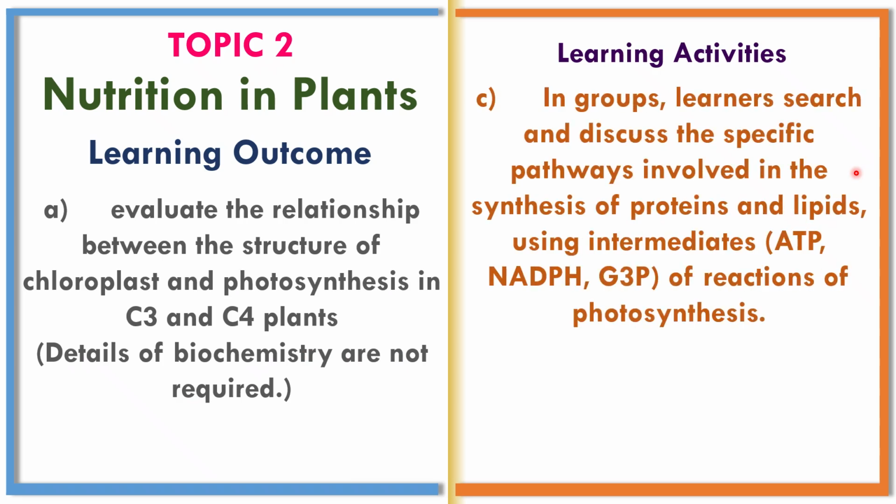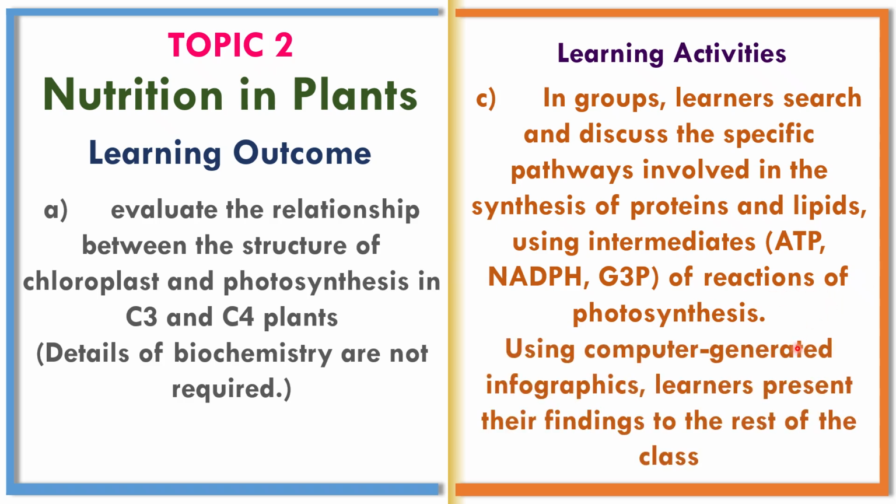Our learning activity is C. In groups, learners search and discuss the specific pathways involved in the synthesis of proteins and lipids using intermediates ATP, NADPH, G3P in reactions of photosynthesis. Using computer-generated infographics, learners present their findings to the rest of the class.